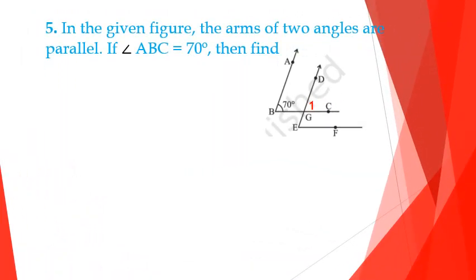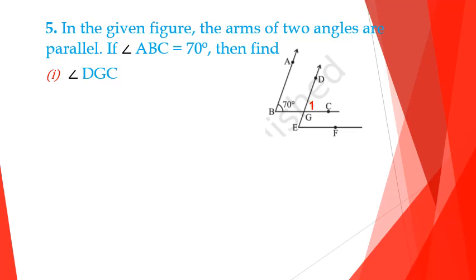Our next question, question number 5. In the given figure, the arms of two angles are parallel. Arms of two angles means an angle has two arms. They are parallel to each other. Here AB is parallel to DE and BC is parallel to EF. These are the two arms which are parallel to each other. And one angle, angle ABC equal to 70 degrees, is given. We have to find angle DGC, which I marked as angle 1.